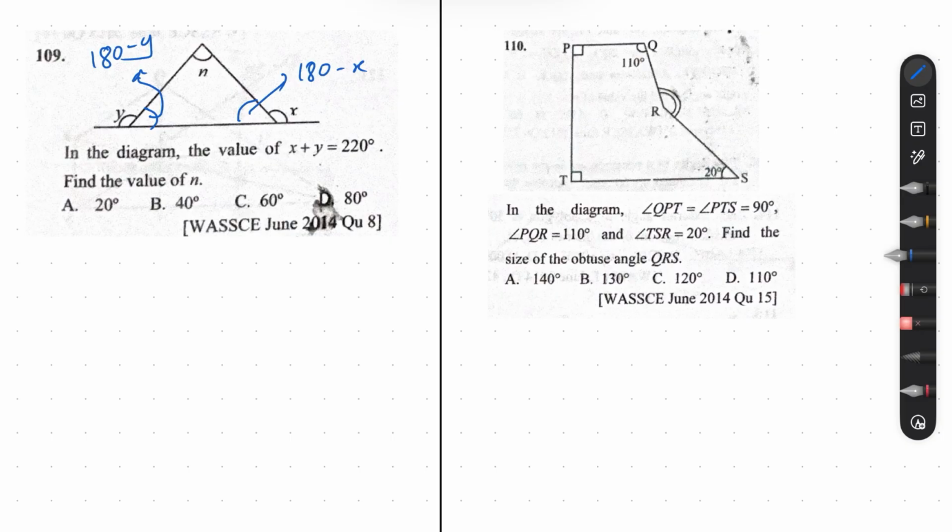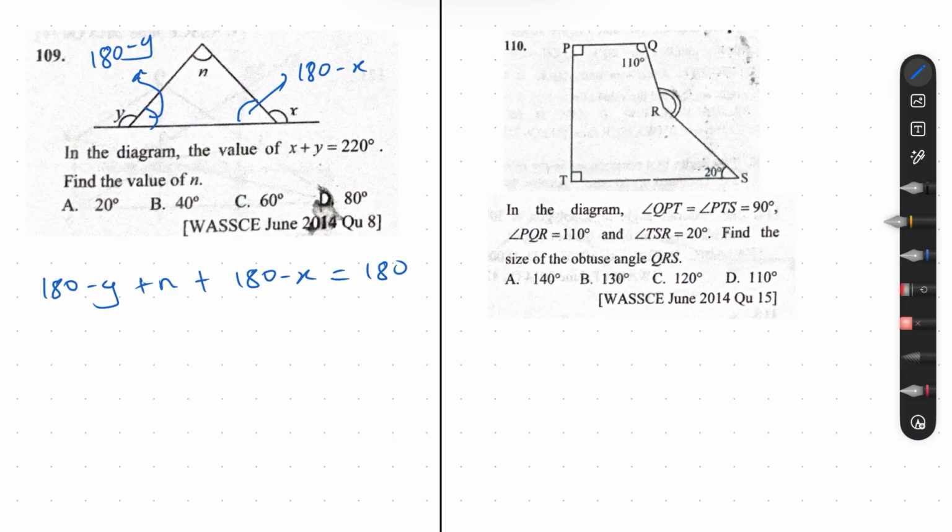We have 180 minus y plus n plus 180 minus x should give us 180, because the sum of angles in a triangle add up to 180. Okay, cool. So let's simplify.